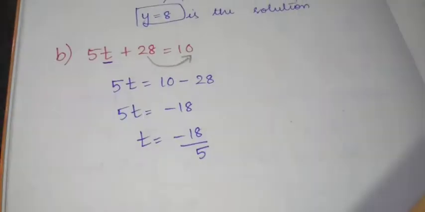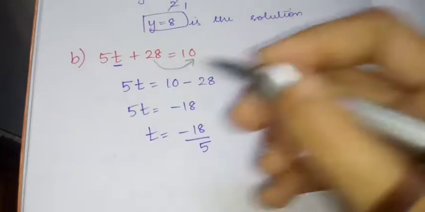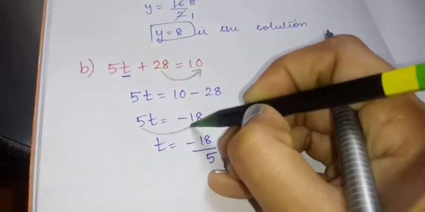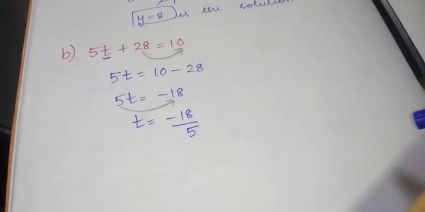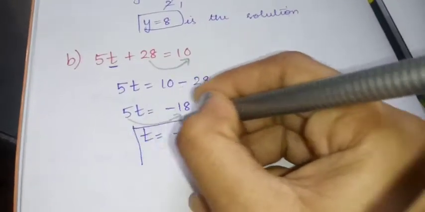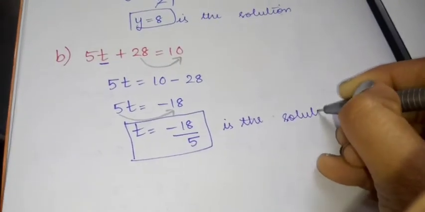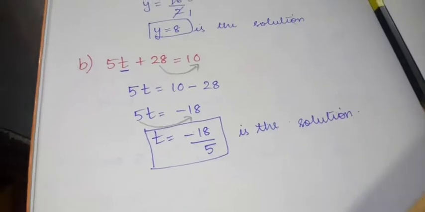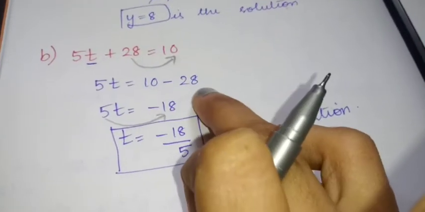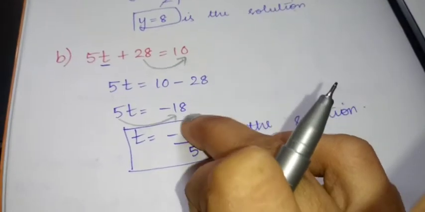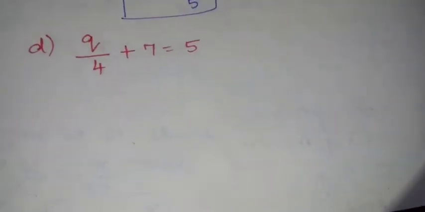t is equal to minus 18 divided by 5. Why am I saying t is equal to minus 18 divided by 5? Because I am bringing this 5 to that side. Actually 5 is multiplied with t, so if it goes to that side, it becomes division. So what is the t value? Minus 18 by 5 is the solution of the given equation. Okay, understood? It is very easy, but you should do the calculation carefully. 10 minus 28 is actually minus 18. C problem is your homework.